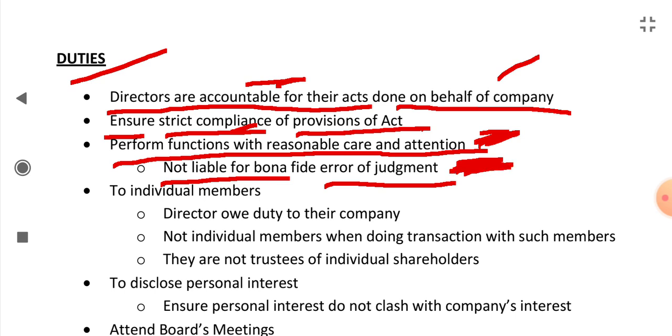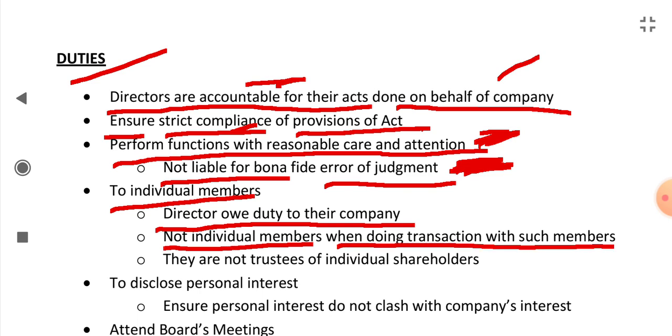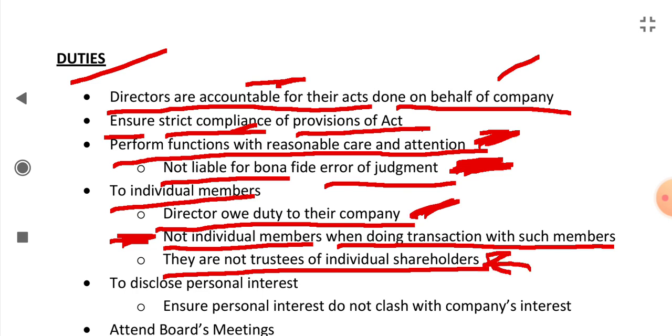They are safe. To individual members, directors owe duty to their company, not individual members, when doing transactions with such members. They are not trustees of individual shareholders. The director owes duty only to the company, not to the individual member. They are the trustees of the company, not of individual members. They are not the personal trustees of the individual members, they are the trustees of the company, they owe duty to the company.